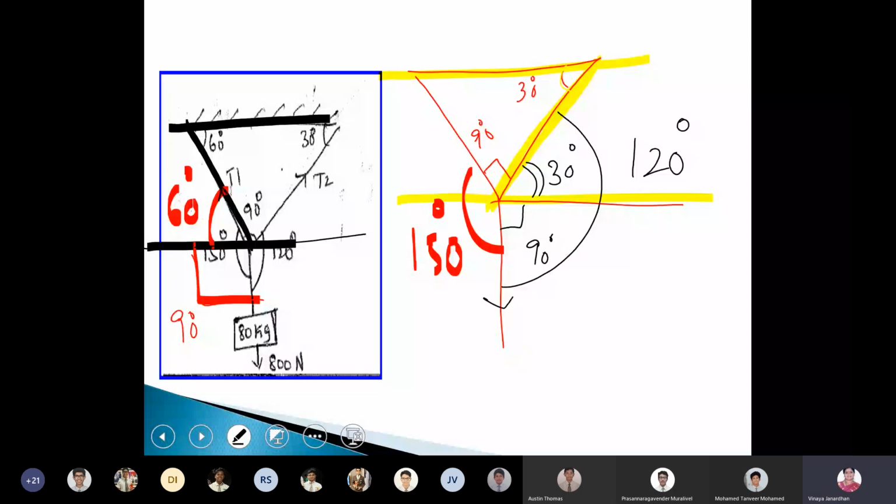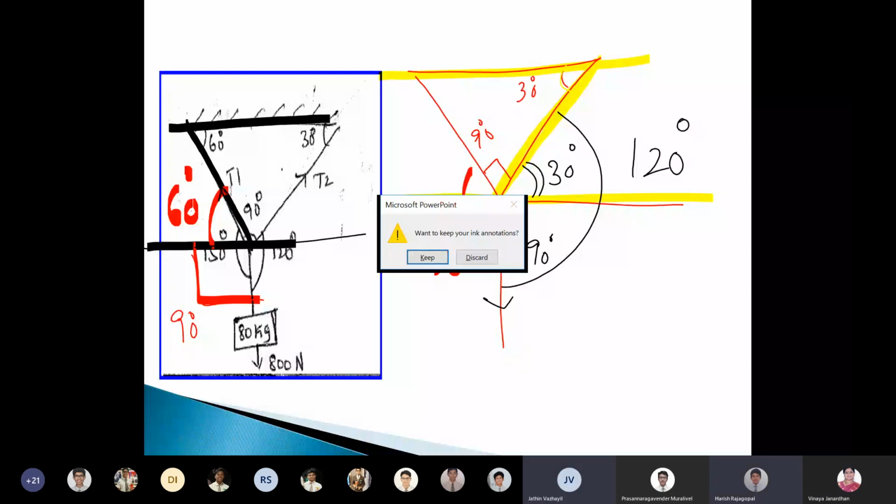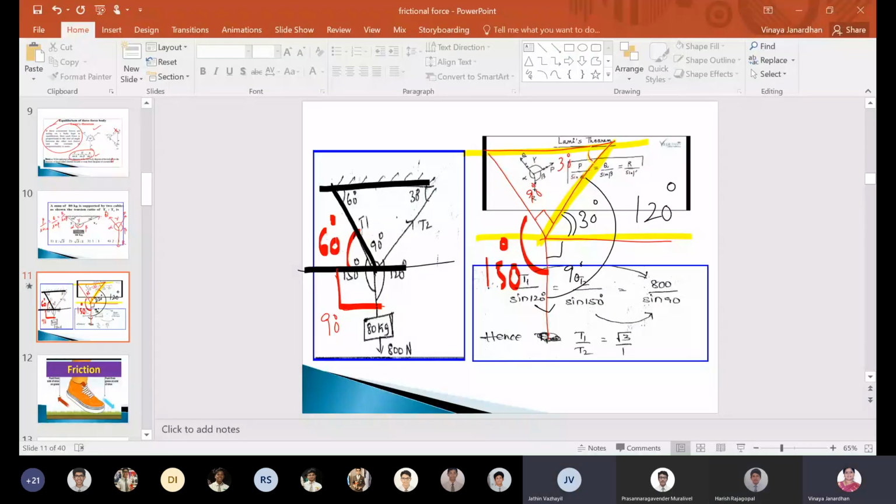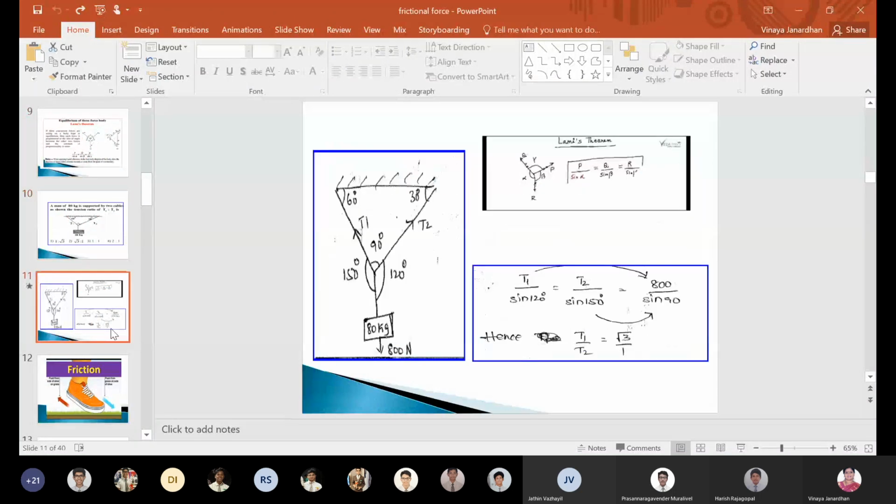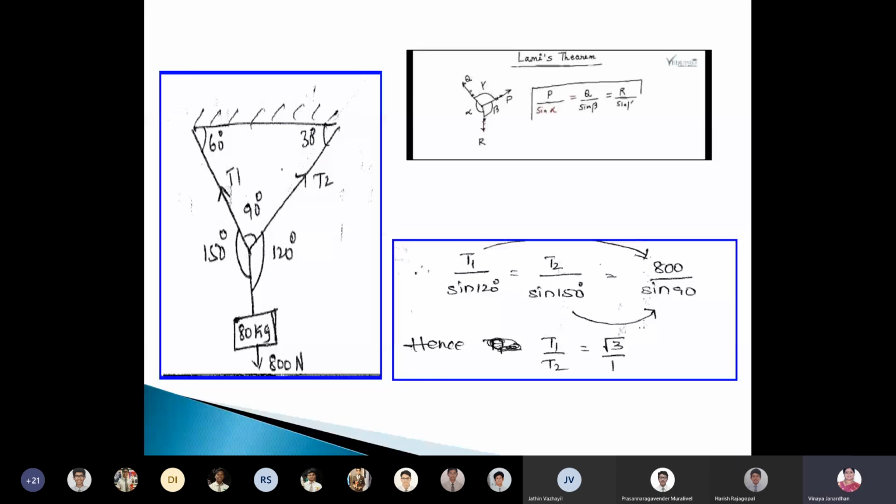Is that clear, or does anyone want me to do it once again, or are you finding it fine, boys? It's fine. Or else I'll put a screenshot onto your chat box. I didn't get it. I'll do that one, sir. Then apply the theorem. I think you can do this, boys. Then apply your theorem, boys.